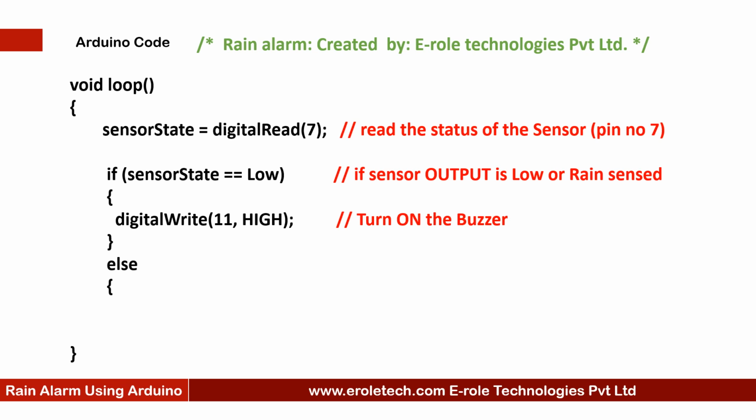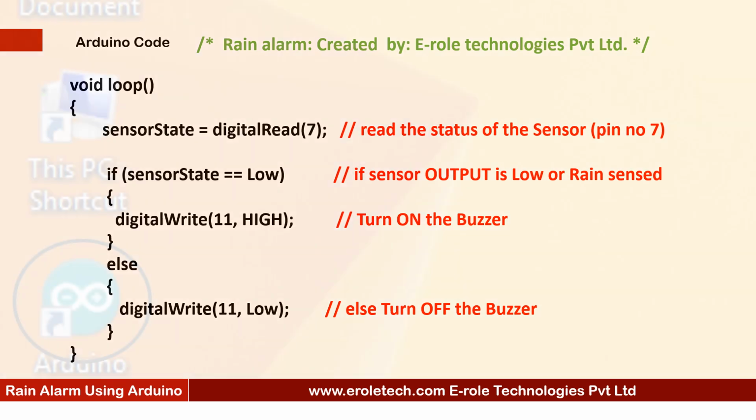It indicates the rainfall. If sensor state value is high, then Arduino will give a low signal at its pin number 11, and buzzer will turn off. It shows that no rainfall is detected.